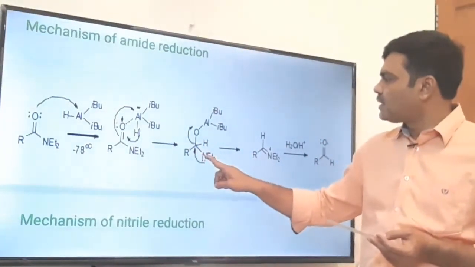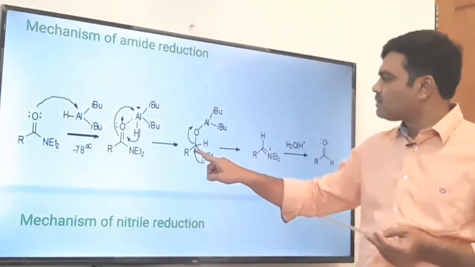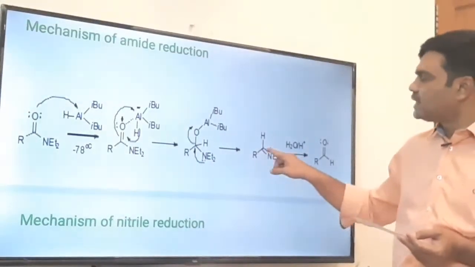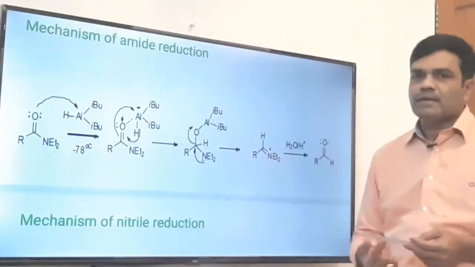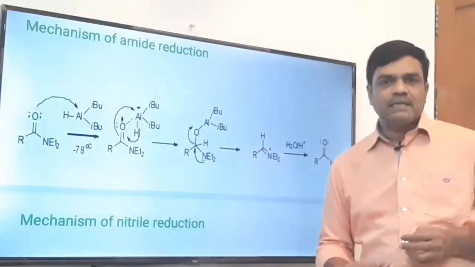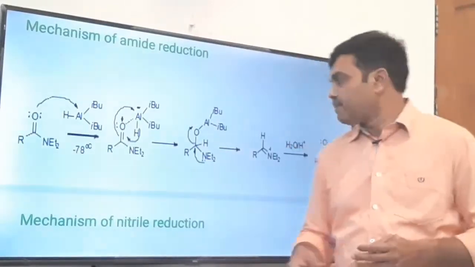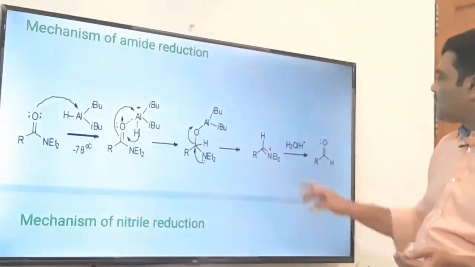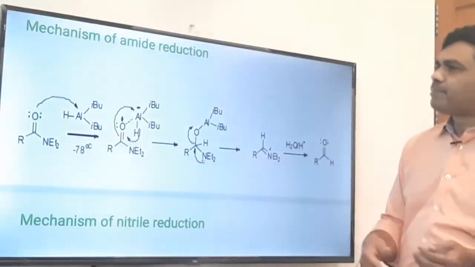RCH=NEt2, and as nitrogen donates its lone pair for the formation of the pi bond, it has a positive charge, which indicates the deficiency. In this way we get this iminium ion. C=N is imine, and the nitrogen having positive charge is called an iminium ion. Now this iminium ion on acid hydrolysis gets converted to aldehyde.